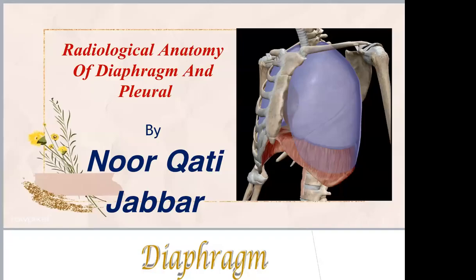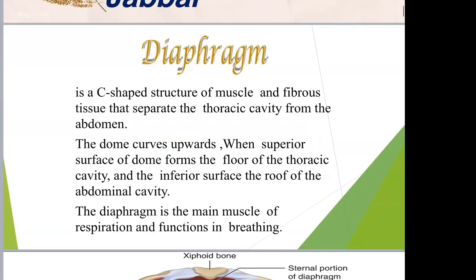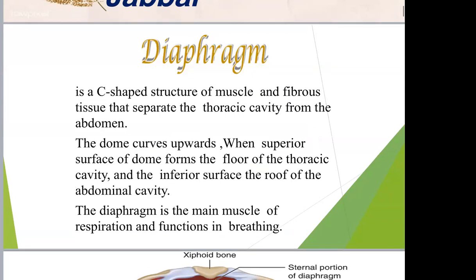Our lecture today is about the radiological anatomy of the diaphragm and pleura. Starting with the diaphragm, it is a C-shaped structure of muscle and fibrous tissue that separates the thoracic cavity from the abdomen. The dome curves upward, with the superior surface of the dome forming the floor of the thoracic cavity, and the inferior surface forming the roof of the abdominal cavity. The diaphragm is the main muscle of respiration and functions in breathing.